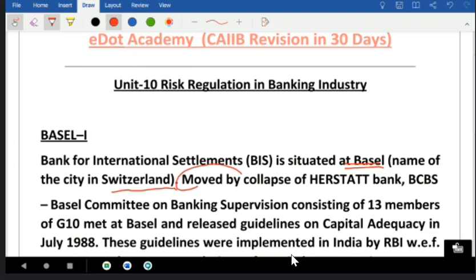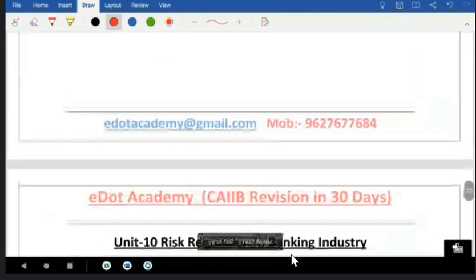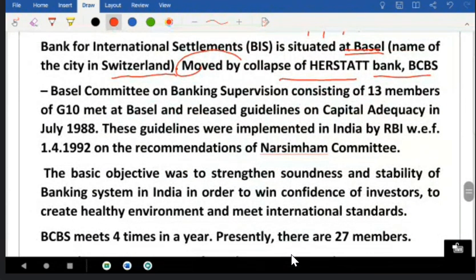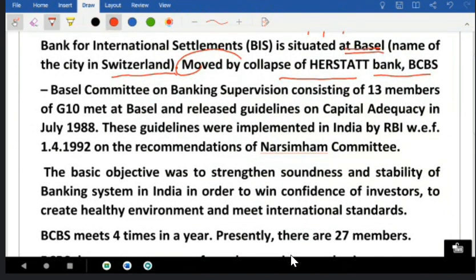It was moved due to the effect of the collapse of Herstatt Bank in Germany in 1974. Okay, I'll show you the date once again here, 1974. Okay, so the Basel Committee on Banking Supervision, consisting of 13 members of G10, Group 10, met at Basel and released guidelines on capital adequacy in July 1988. So this was July 1988. These guidelines were implemented in India by RBI with effect from 1st April 1992.